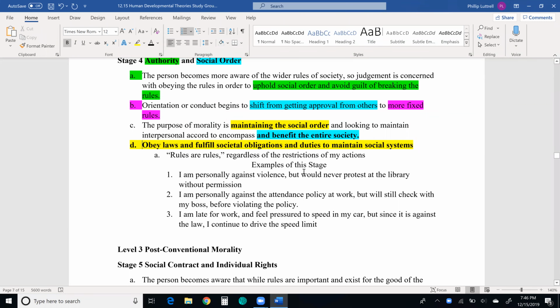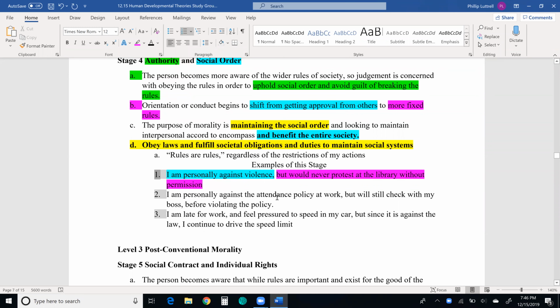Couple of examples here. I am personally against violence, but never protest at the library without permission, because it would be out of what is normally expected and accepted in society. Another example: I'm personally against the attendance policy at work, but will still check with my boss before violating the policy. I am against the attendance policy, but will check with my boss before violating it, because I would rather have acceptance and follow the attendance policy than benefit myself and do what I have to do within my own life.